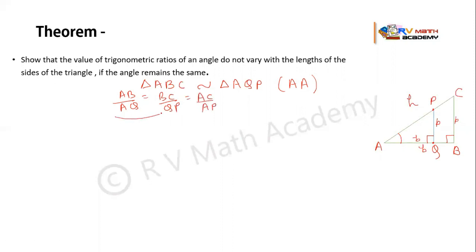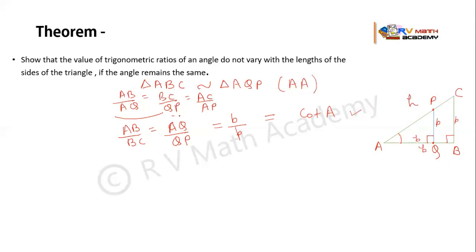Now if I consider the first two ratios, what do we observe? We can write AB upon BC is equal to AQ upon QP. Now you can see AB is nothing but the base and BC is the perpendicular. Similarly, AQ is the base and QP is the perpendicular. So ultimately we are getting base upon perpendicular. And we know that base upon perpendicular is nothing but cot. And here we are defining the ratio with respect to this angle, so we will write cot A. So whatever be the size of the triangle, the trigonometric ratio will remain the same.